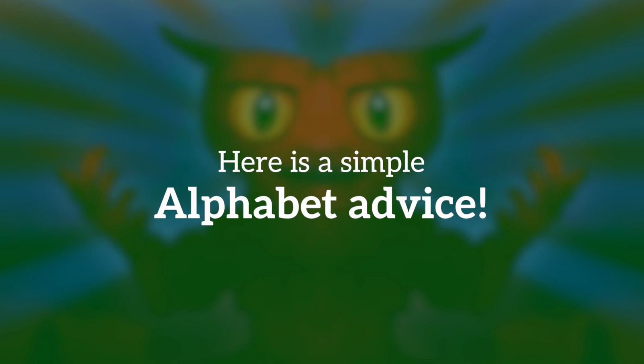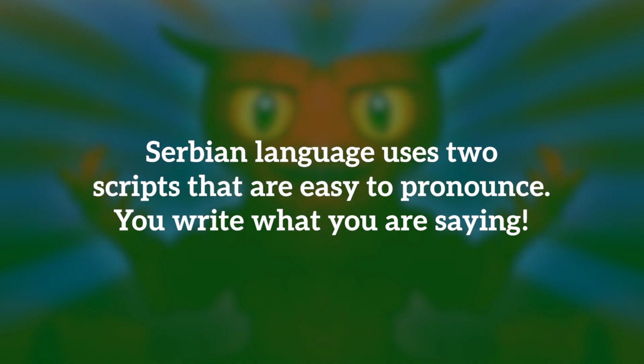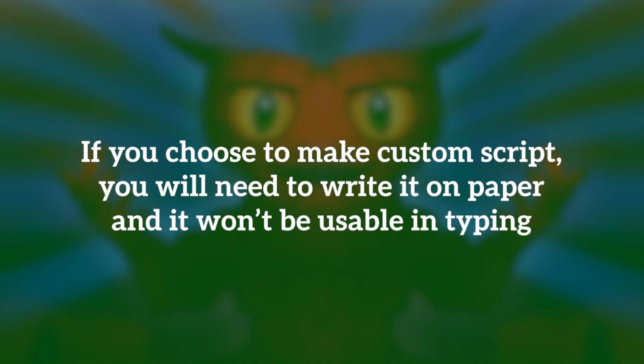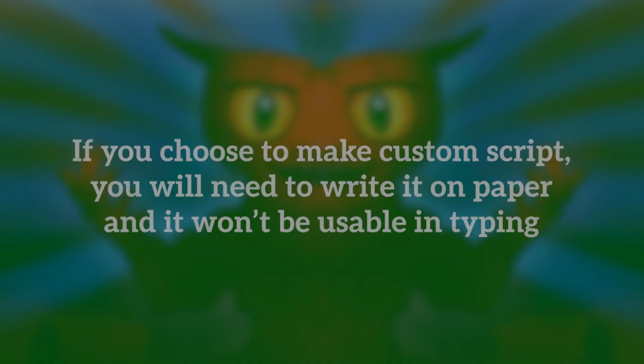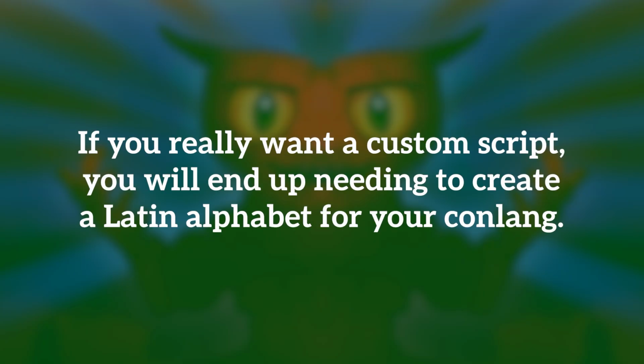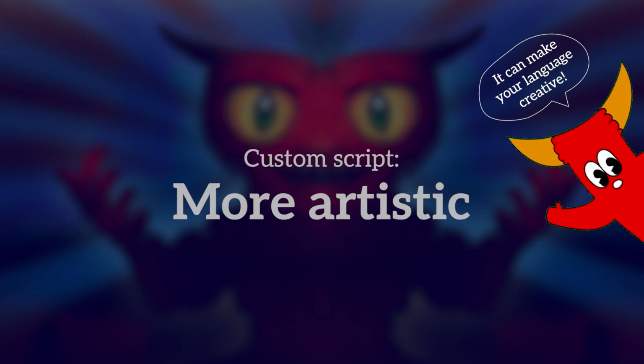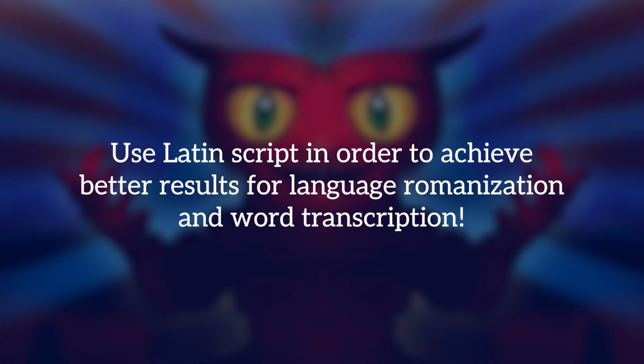You could also make a language with more than one alphabet, just like Serbian, which uses both Latin and Cyrillic alphabets. But if you choose to make a language that will have a custom writing system, there will be a problem in trying to type words in that language. So you will end up needing to add Latin script just for language transcription and pronunciation. You can use a custom script only to experiment with various writing systems, but my recommendation is to use Latin script because it is recognized everywhere in the world and more than 90% of keyboards use it for typing.